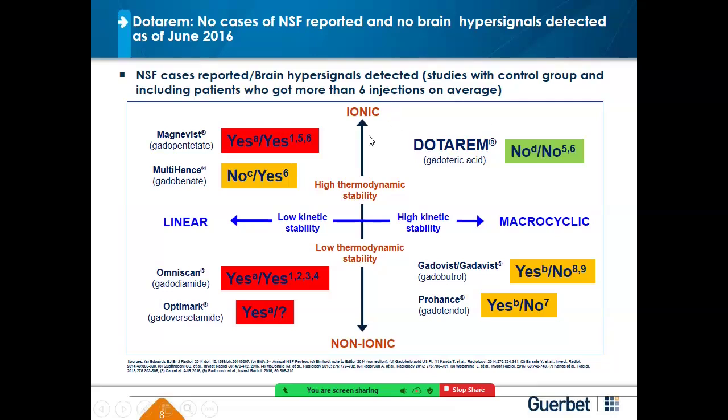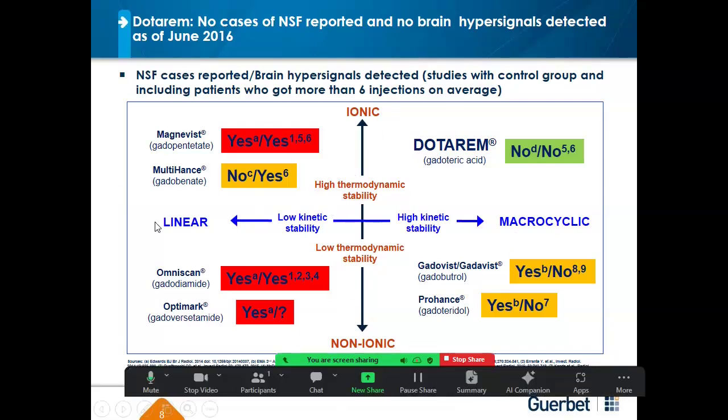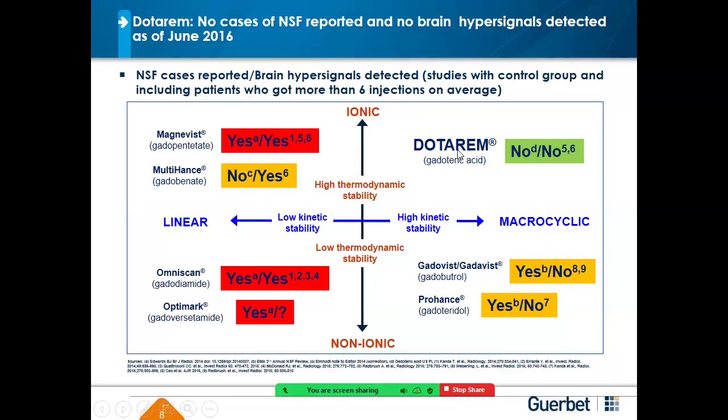So how I learned this: ionic versus non-ionic, linear versus macrocyclic. When you see the gadopiclenol or the gadolinic acid falls in the case of ionic and macrocyclic, that means it is a kinetically as well as thermodynamically stable molecule. And there were no NSF cases and no brain signals were seen.